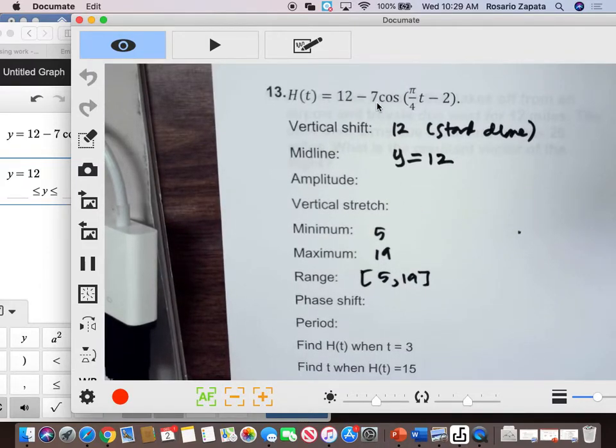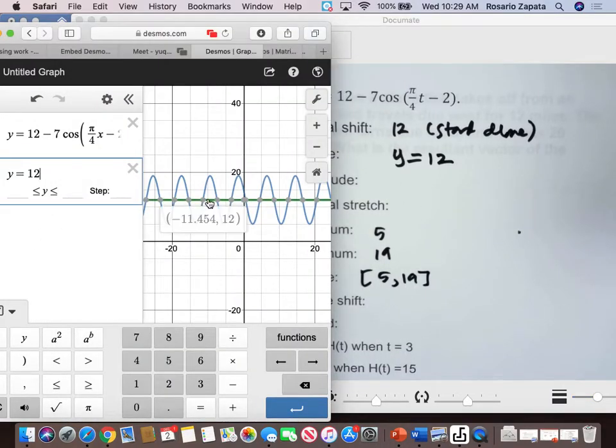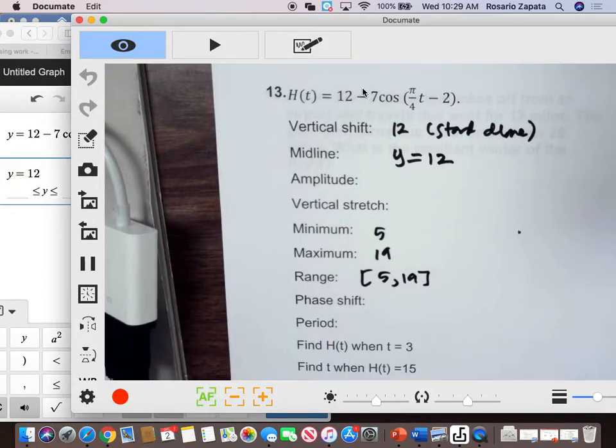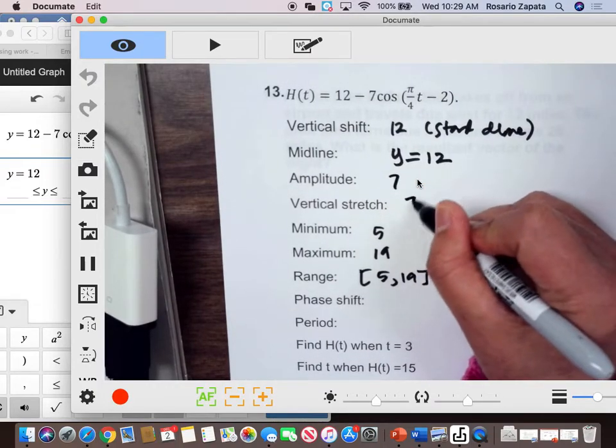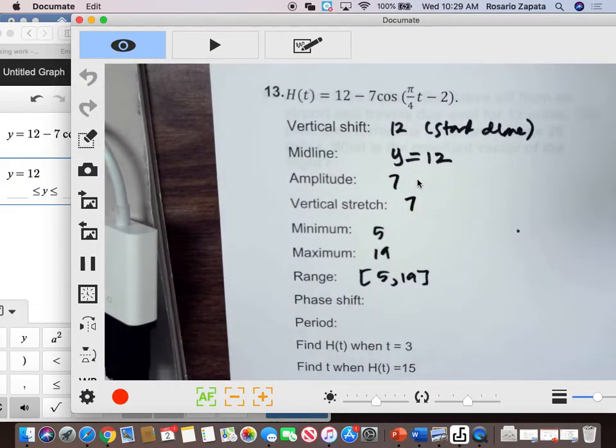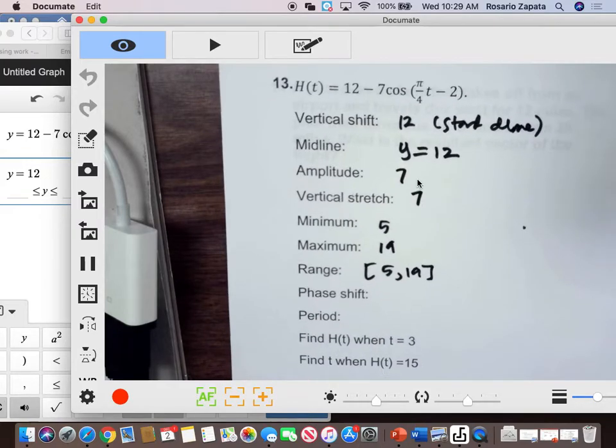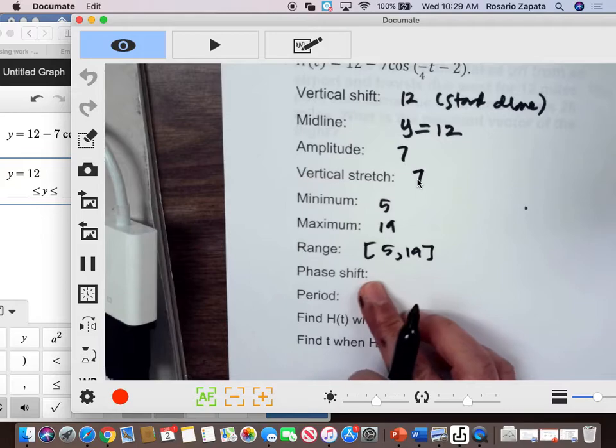Now, the amplitude is 7 because that's the distance from here to the top. It's also that number beside the function, so that's 7. And it's also your vertical stretch. So the graph is stretched by a factor of 7. All right. Now we will go to phase shift.